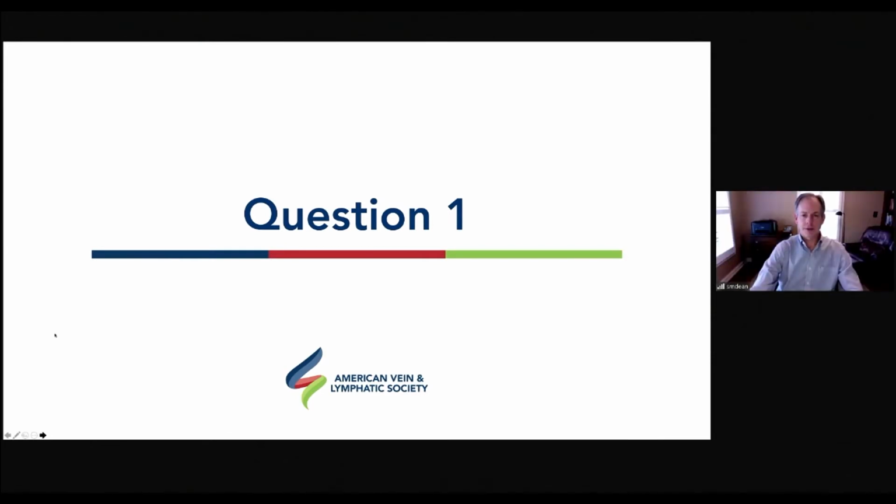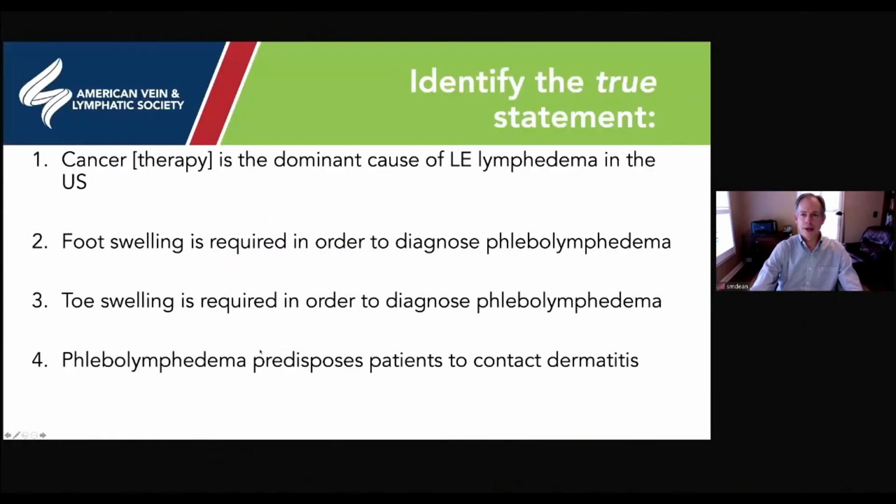And so we're going to start off with a couple of quick questions on Phlebolymphedema. Question number one, I'd ask you to identify the true statement. Is it cancer therapy is the dominant cause of lower extremity lymphedema in the U.S.? Foot swelling is required in order to diagnose Phlebolymphedema. Toe swelling is required in order to diagnose Phlebolymphedema. Or Phlebolymphedema predisposes patients to contact dermatitis. Quickly, what do you think the right answer is? Well, it is actually number 4. Phlebolymphedema predisposes patients to contact dermatitis. We'll review all of these topics in the ensuing lecture.